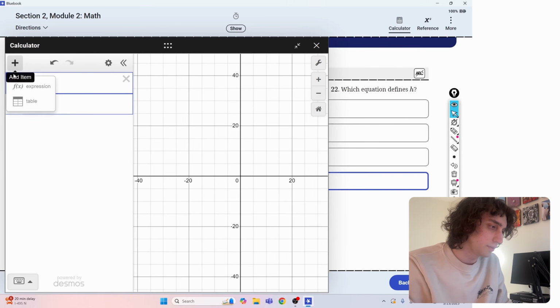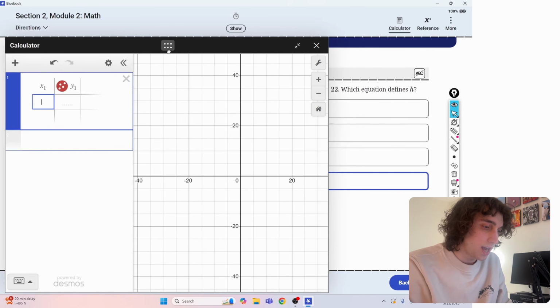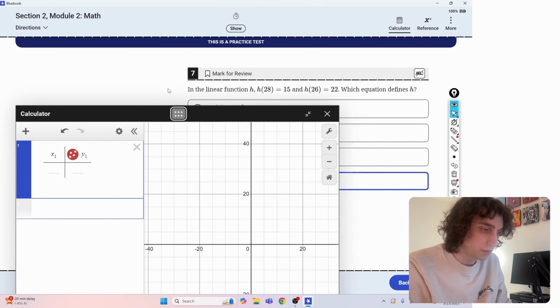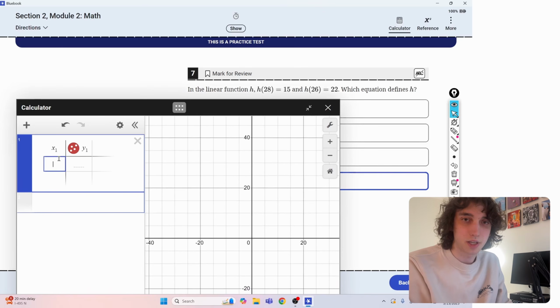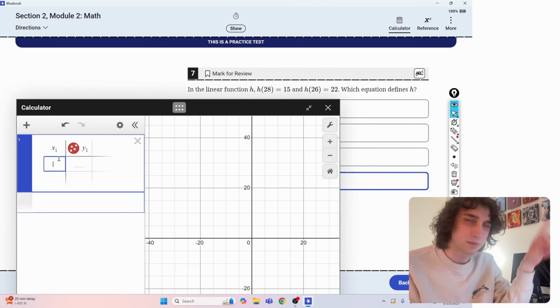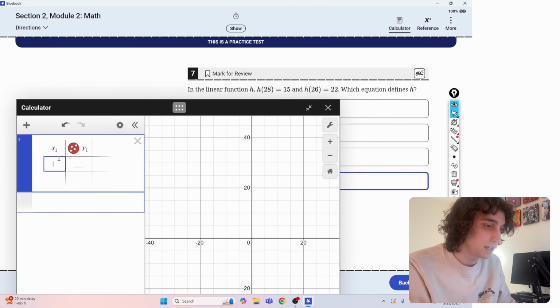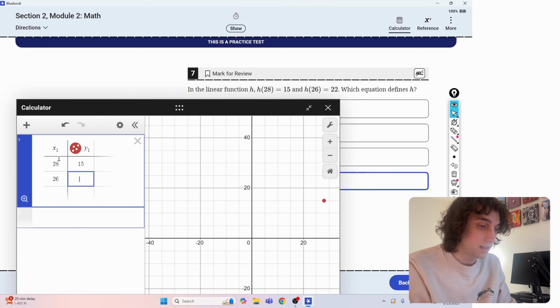So we can go into Desmos, we can click this plus, click table. And I showed you this earlier in a different section, but this is probably the most powerful and most common use case, not the weird exponential stuff we were doing before, literally just this. We're trying to come up with the equation of a line. So we know that when x is 28, h is 15. When x is 26, h is 22. So these are our 2 points.